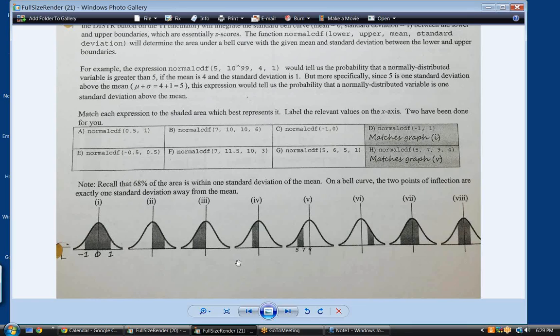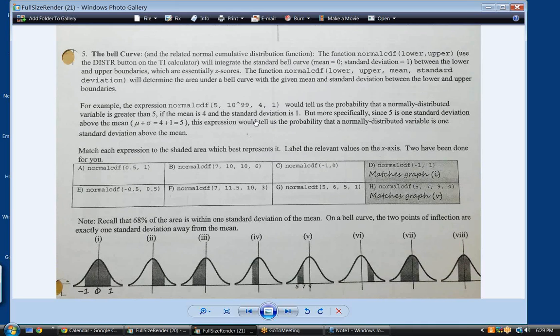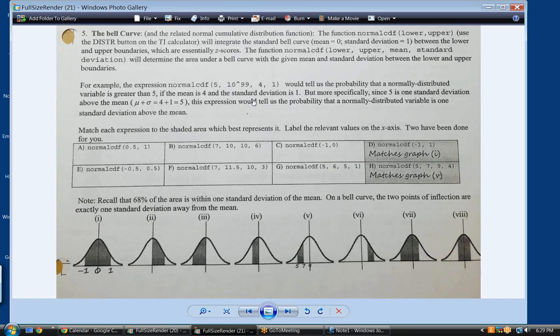2 standard deviations represents 95% of the area, and 3 standard deviations represents 99 point, what, 6 or 5? What's the decimal after that? For 3 standard deviations, do you know? I do not know. 68, 95, and 99 point something. I can't remember the point.